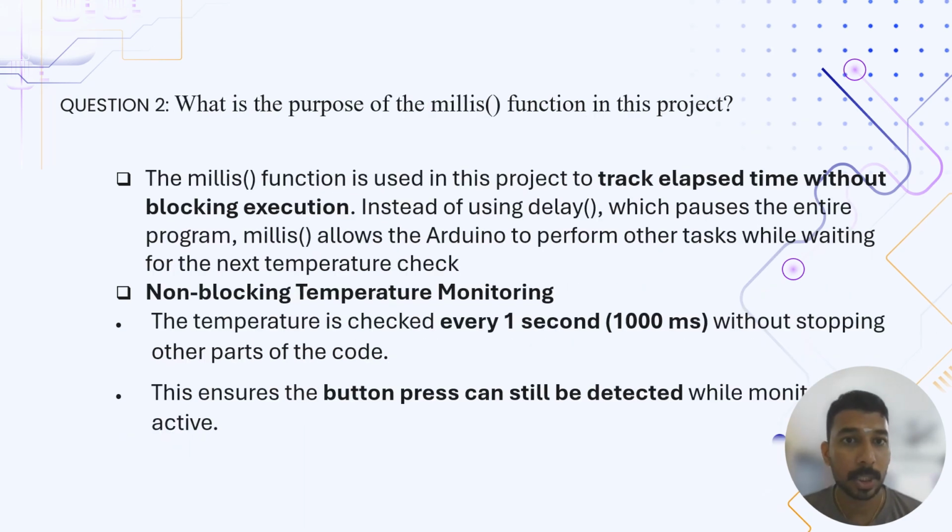Question 2 is, what is the purpose of millis function in this project? The millis function is used in this project to track elapsed time without blocking execution. Instead of using delay, which pauses the entire program, millis allows the Arduino to perform other tasks while waiting for the next temperature check, enabling non-blocking temperature monitoring. The temperature is checked every 1 second, which is 1000 milliseconds, without stopping other parts of the code. This ensures that the button press can still be detected while monitoring other active state of the button.